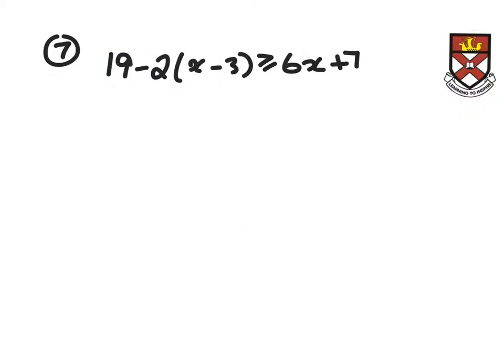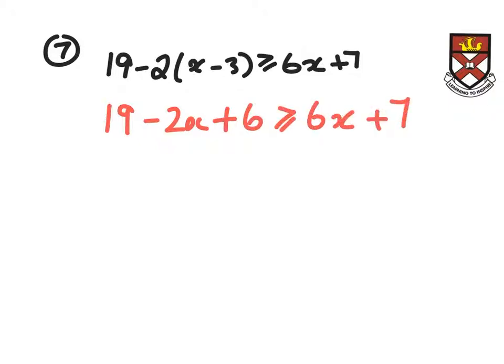Last question, probably one of the easier ones. Remove the brackets, so negative 2 times x, negative 2 times negative 3. Keep the 6x, add 7. Now all we're doing is rearranging.